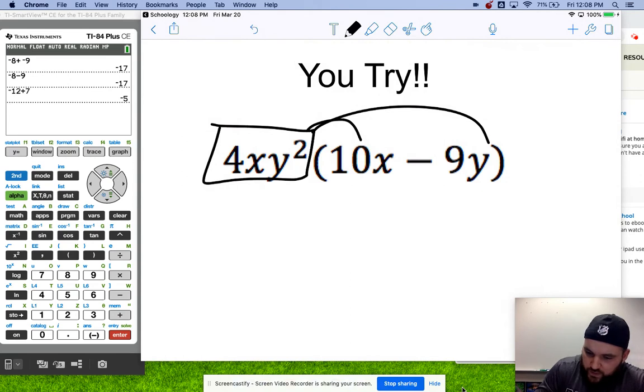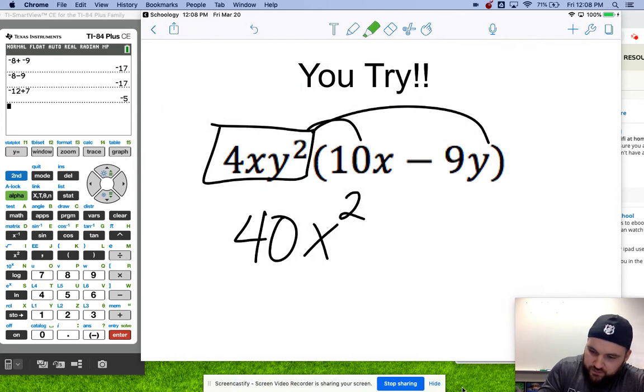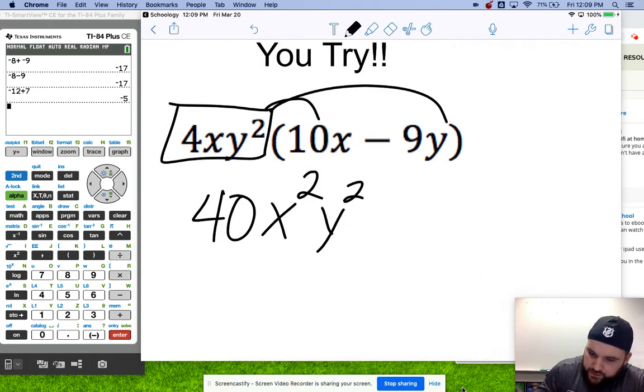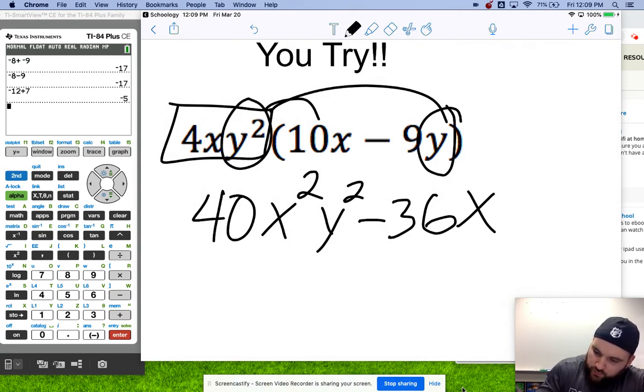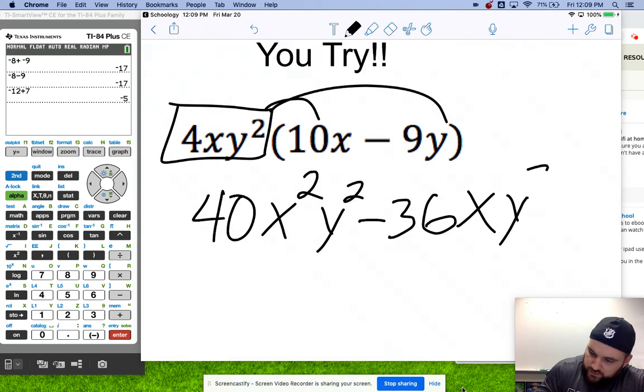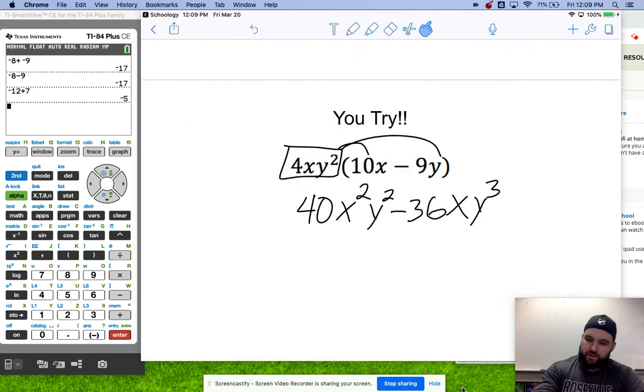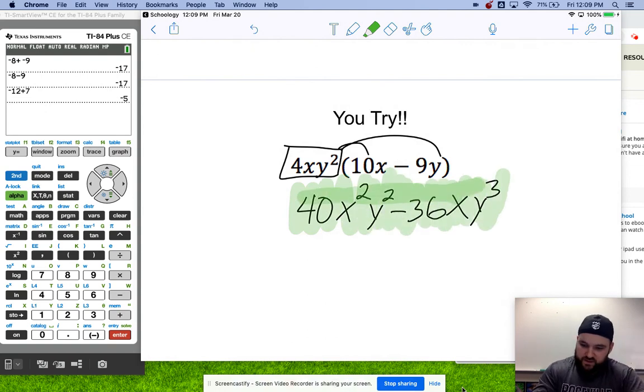All right, so 4xy squared times 10x is going to be 40. I have 2 powers of x, one right there, one right there. And then I have y squared that doesn't have any other y's to combine with. And then here, 4 times negative 9 is going to be minus 36. X to the first and no other x's, so that's just x here. And then I have y squared with y to the first, so that will be y to the third power. And this is our answer. Again, it's an expression, but we've simplified it, we've condensed it.